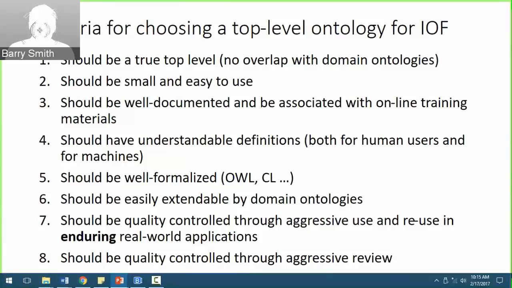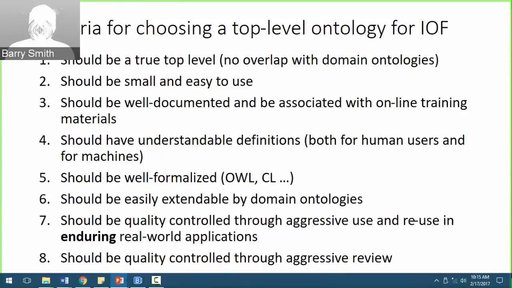Now, the competitors to BFO in the upper ontology world fail almost always on this point. BFO has now been used for more than 10 years in many real-world applications, not in academic toy applications, but in drug discovery in large pharmaceutical companies and the like.